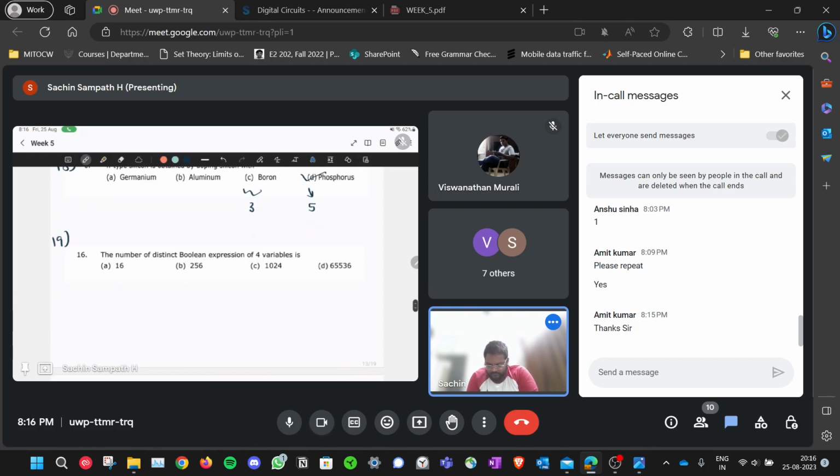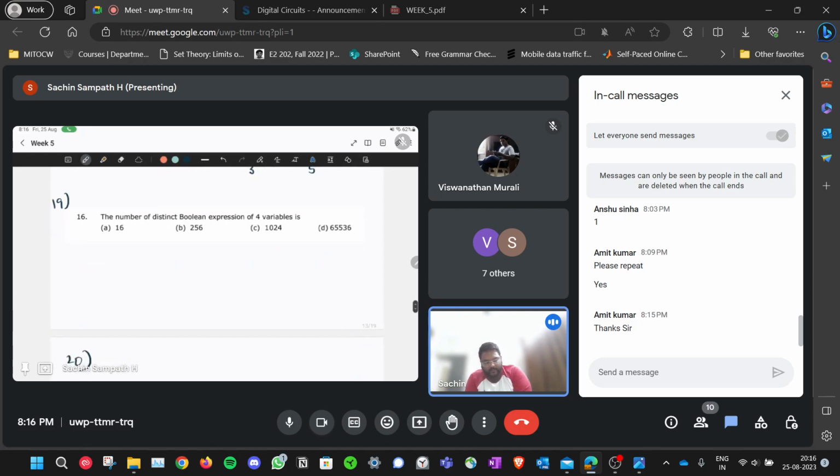Okay, the number of distinct Boolean expressions of 4 variables, how do we find this out?